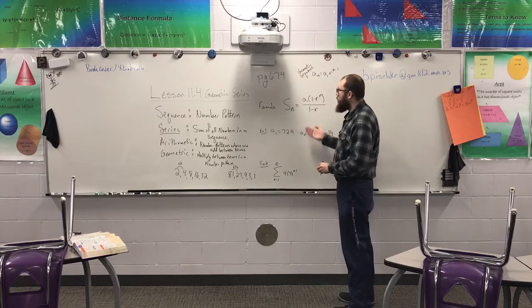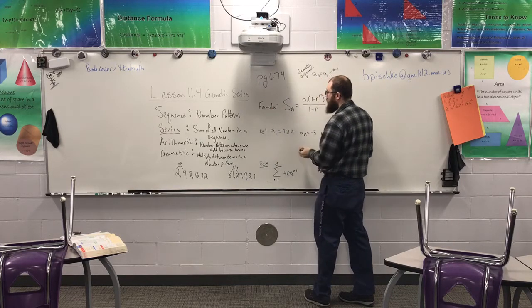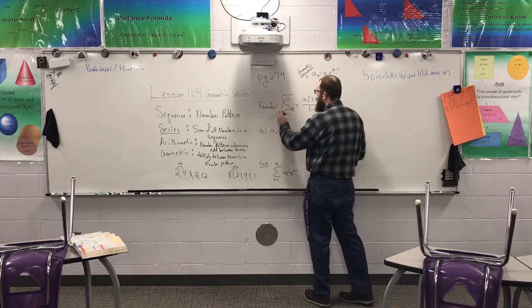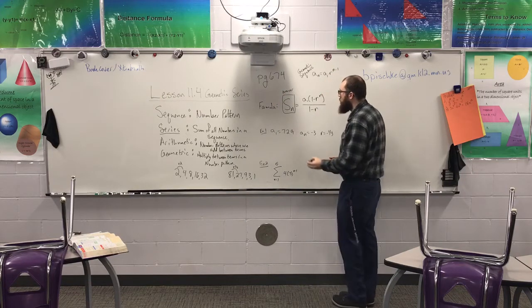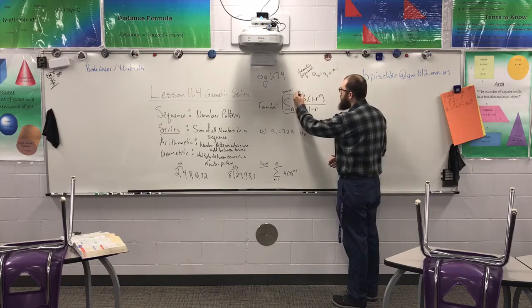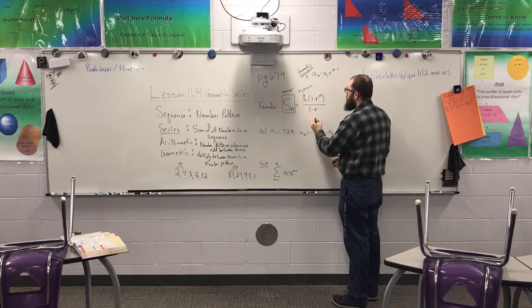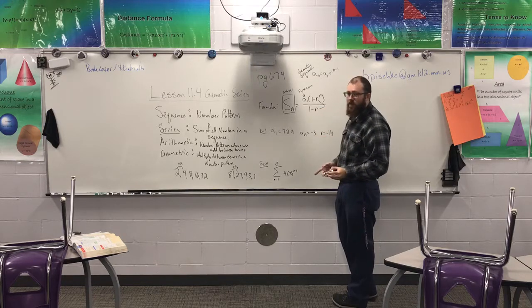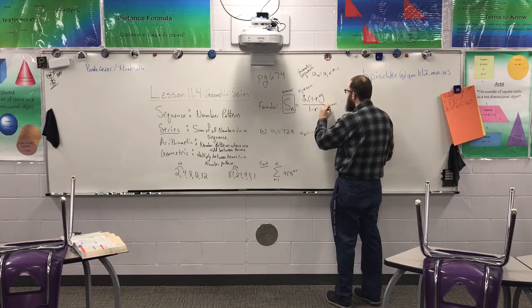The formula for our geometric series is S of n, which is the series of the numbers, so this is just our answer, equals a1 is our first term, r, which comes up twice in the formula, once on the top and once on the bottom, is our common ratio.